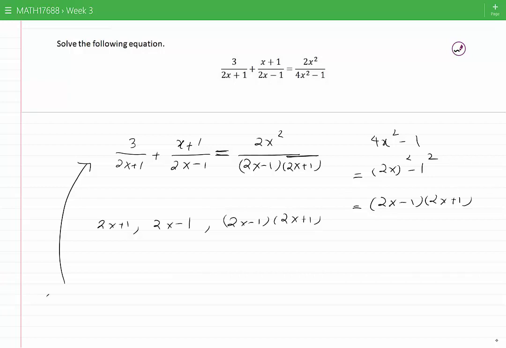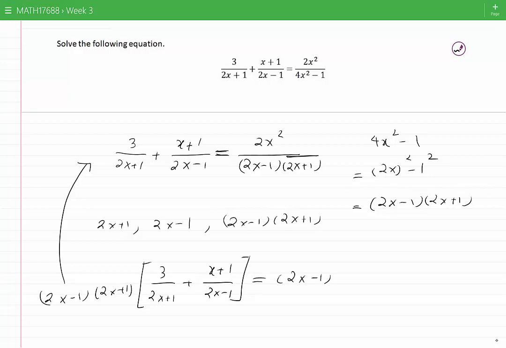I will have (2x minus 1) times (2x plus 1) times [3 over 2x plus 1, plus x plus 1 over 2x minus 1] is equal to (2x minus 1) times (2x plus 1) times 2x squared over (2x minus 1) times (2x plus 1).